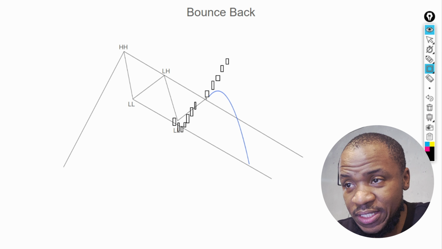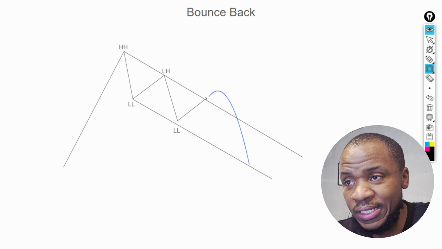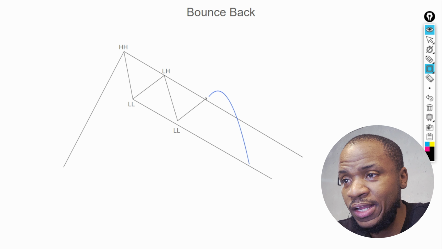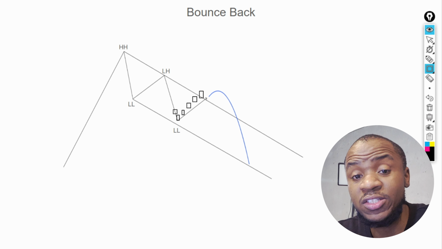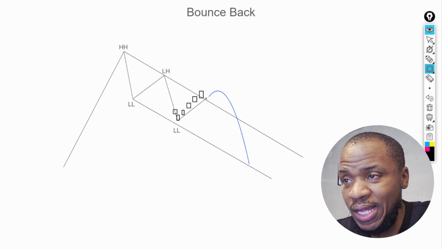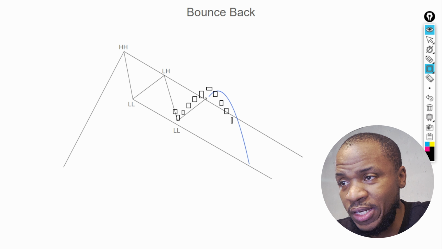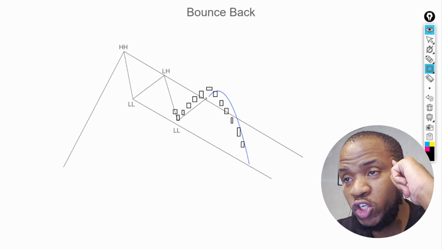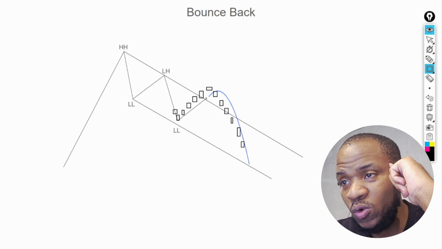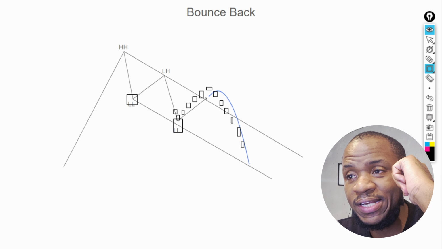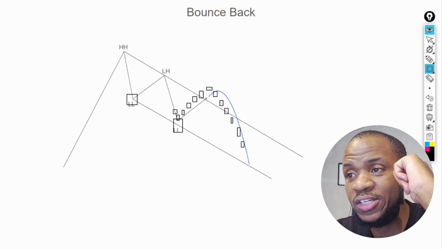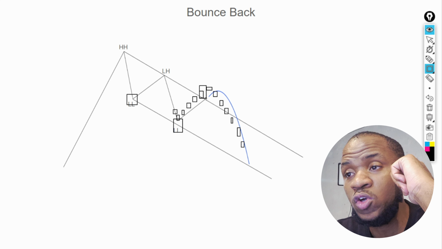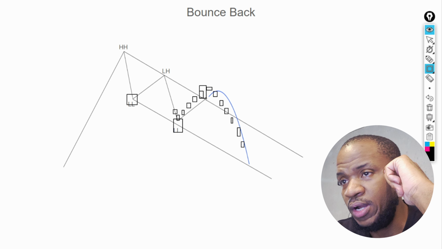But if, like here, it didn't touch, it didn't break, it came down here and then started changing its direction, moving upwards and then breaking out here, just know that there is a 90% chance that the market will continue going downwards. So your main key thing here is to look at your lower low and your lower low, the first one and the second one. The second one is your key, whether this is going to be a successful breakout or not.